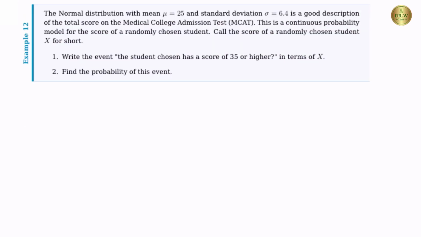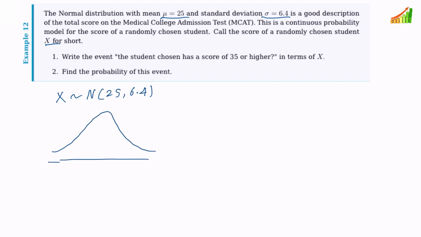Now let me explain this example. Example number 12. The normal distribution with mean mu 25 and standard deviation 6.4. Then we use x. So x has a normal distribution. Mean is 25. Sigma is 6.4. If you draw the curve like in chapter 3, we can draw this is 25, right? So what is the question?